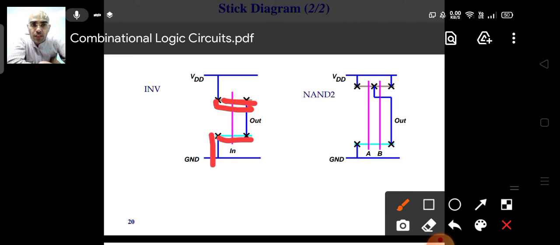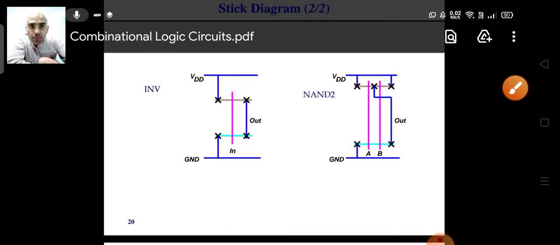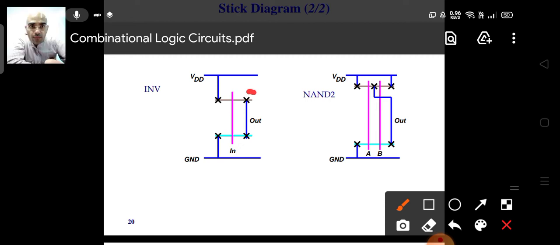From here we connect it to the ground, and this N region is connected to the ground. Now we make this red line, which you can see in this diagram, and this is your polysilicon. From this we again form the two contacts. This is the drain of your NMOS, whereas this is the drain of your PMOS, and the source of the PMOS is connected to VDD, and the source of the NMOS is connected to the ground.